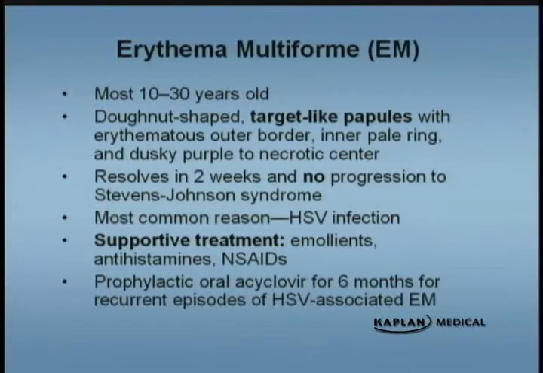We'll move on now to the vesiculobullous disorders. Erythema multiforme, we've discussed this in several sections already. We have talked about urticaria, and we've talked about how it's a spectrum of disease. It can lead all the way to, for example, Stevens-Johnson's. You will see these target-like papules with an inner pale ring, and usually these do not progress to Stevens-Johnson.